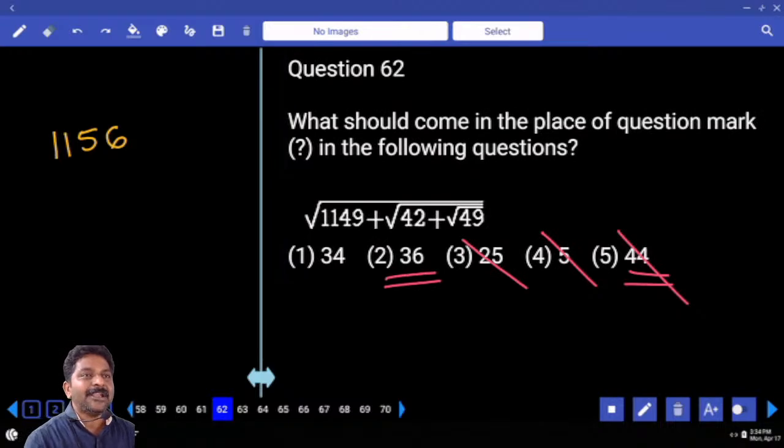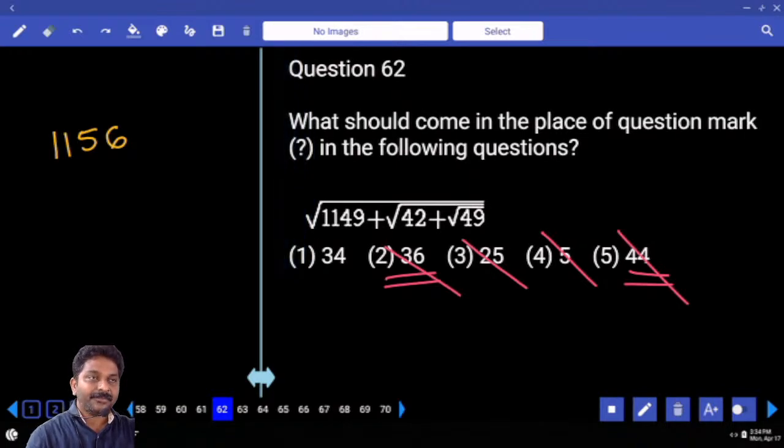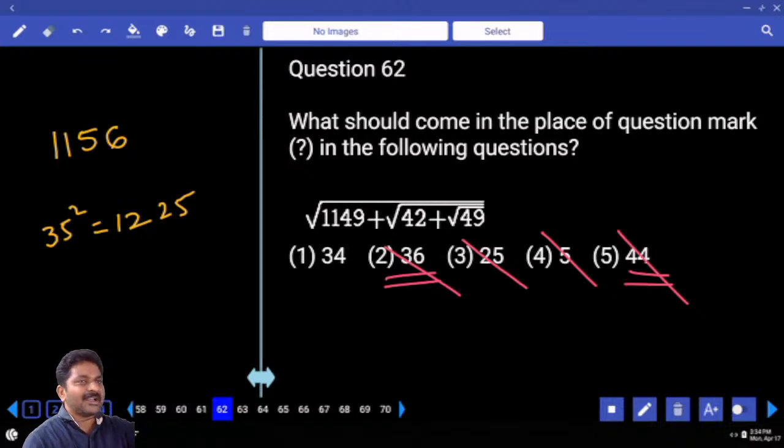36, is it a 9 multiple? Then our number also should be a 9 multiple. Is our number a 9 multiple? 34 is the final answer. Usually we will calculate 35 square and then compare it. 1225, our number is less than that. So the answer must be less than 35. That's how we do it.